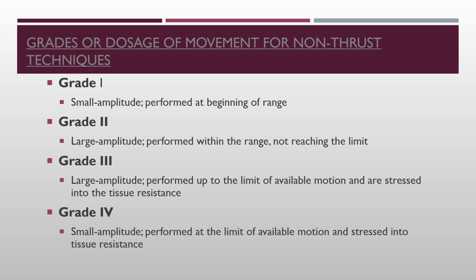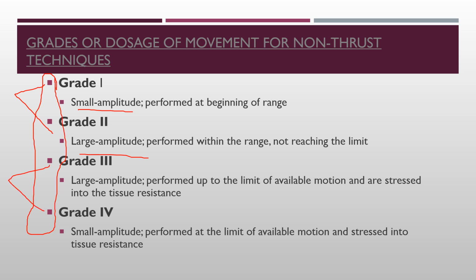Okay, so now let's look at these different grades of joint mobilizations. So we have our grade 1 through grade 4. Those are the only ones we're going to really talk about. So grade 1 is a small amplitude technique performed at the beginning of the range. Remember that 1s and 2s are meant for pain modulation. Okay. Grade 2 is a large amplitude performed within the range but not reaching the limit of tissue resistance.